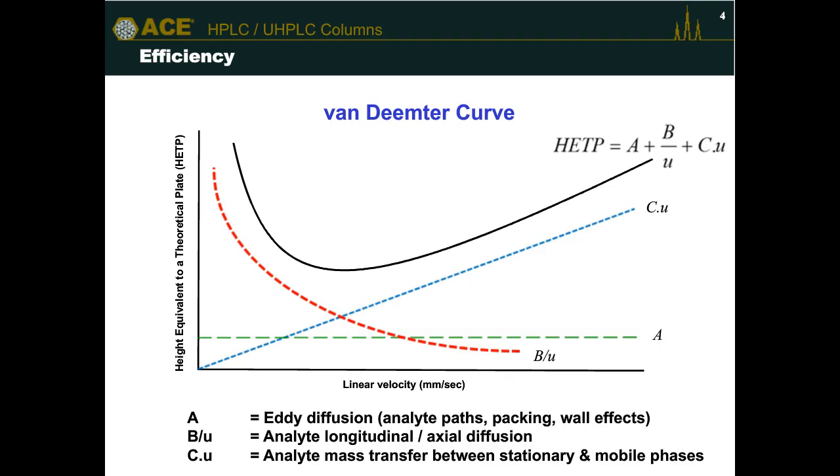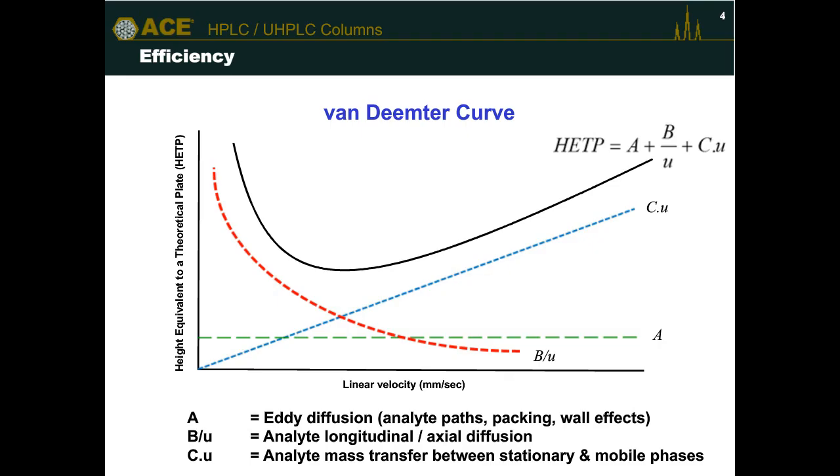And this is the factor that we think has the most contribution in a solid core system to reducing that height equivalent to a theoretical plate, and therefore the efficiency is higher because of that B term.